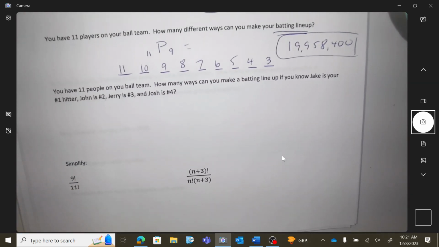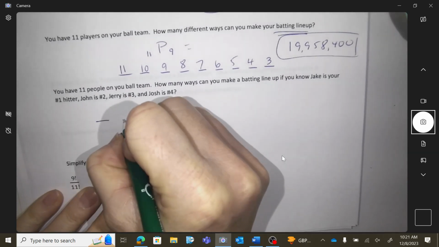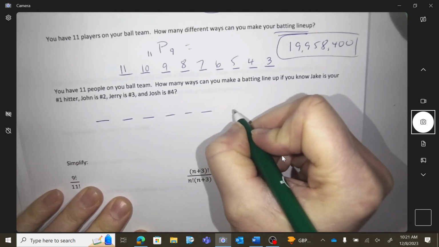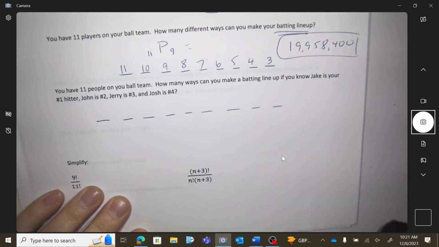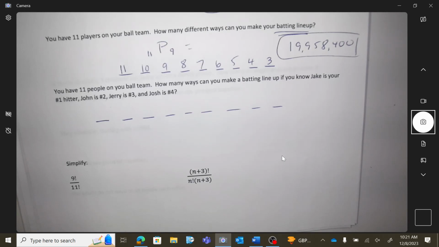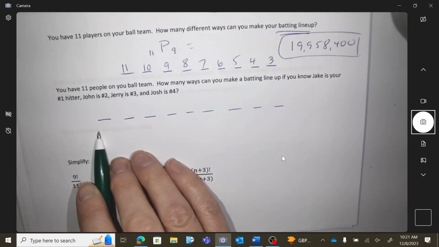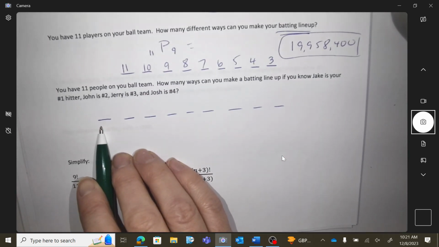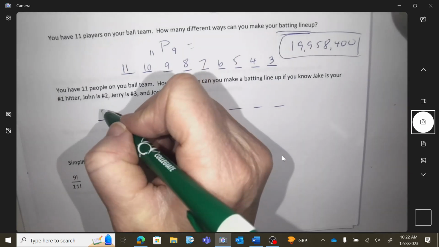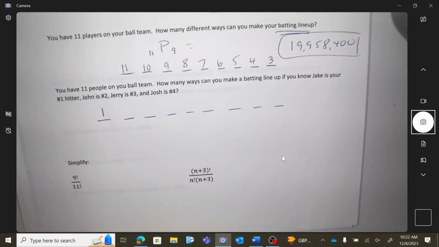So you have 11 people on this team, and how many ways can you make your batting lineup? So I'm just going to do these 9 blanks here. We're going to make this batting lineup, but I know that I want Jake to be my leadoff. So how many options do I have for my first? Just 1, because I need to put Jake there.